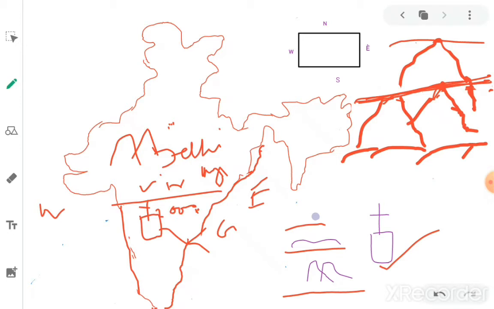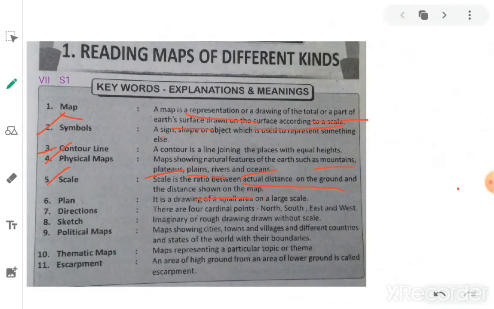So that much big line we cannot draw on the surface. When we are drawing the map, we will reduce that distance by showing it with a small line, maybe 5 centimeters or 6 centimeters like this. So these maps are useful to measure the scale.